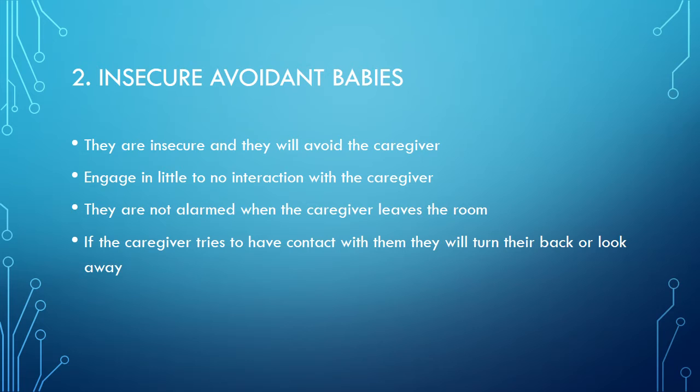2. Insecure avoidant babies. They are insecure and they will avoid the caregiver. They engage in little to no interaction with the caregiver. They are not alarmed when the caregiver leaves the room. If the caregiver tries to have contact with them, they will turn their back or look away.